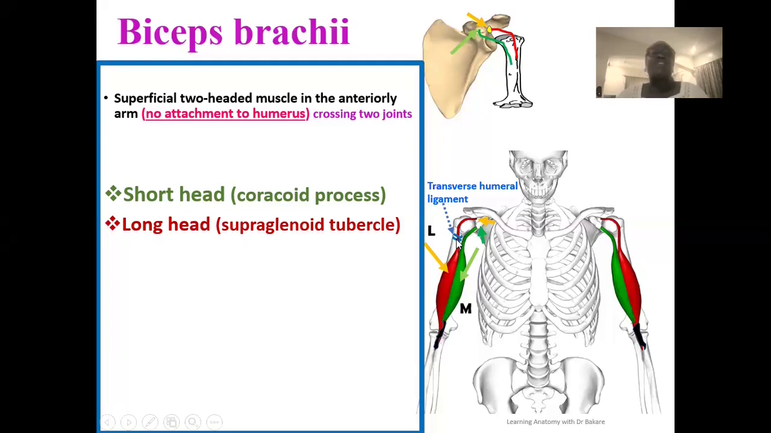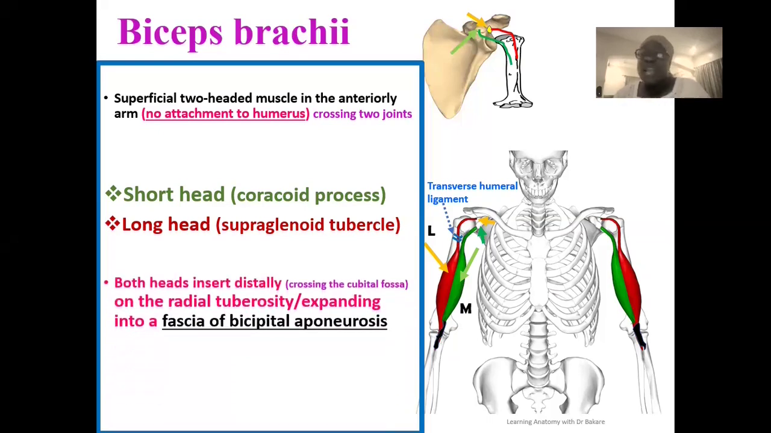And of course, it is not just seen to run through this groove, it is also supported or tapered down by the transverse humeral ligament. This is what holds it in place within this groove. As they descend inferiorly, these two heads will unite, and at this inferior region, they form a common tendon. And this is what is arrowed here in black. This common tendon is seen to then insert on the radial tuberosity.